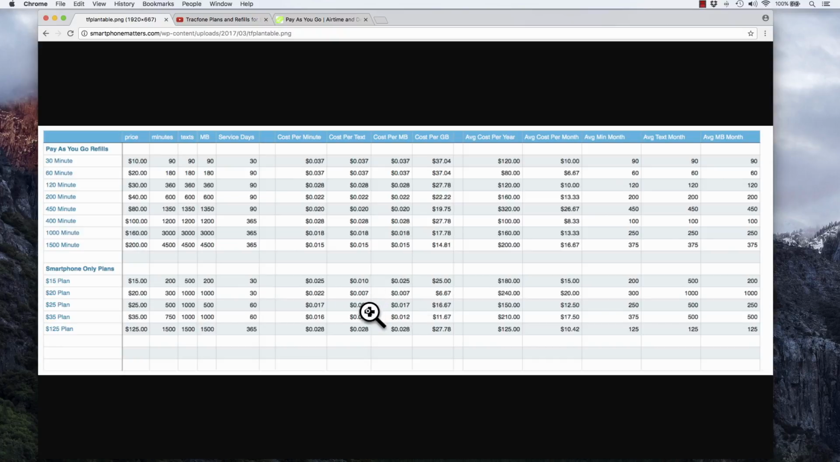Now that's if you agree with the way that I did the calculations for each of these things. And then the most expensive data would be $27.78 per gigabyte, and that was on the $125 plan, which came with 1,500 minutes, 1,500 texts, and 1.5 gigabytes of data. Now, I do want to point out that minutes, texts, and megabytes remain on your account as long as it's active. So once you purchase these things, you'll carry them over as long as you keep your account active, so they don't expire.